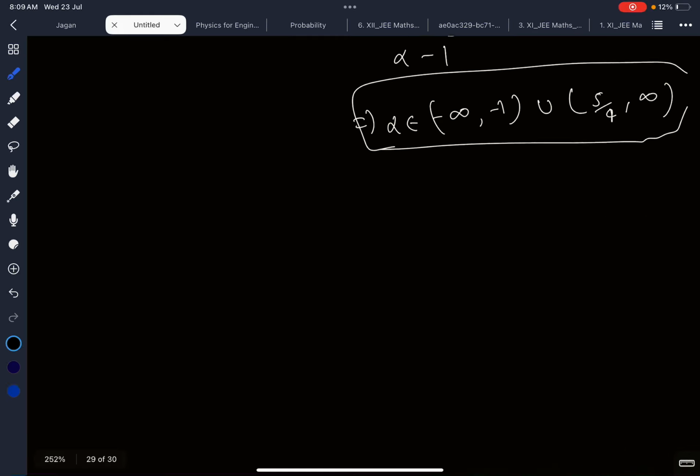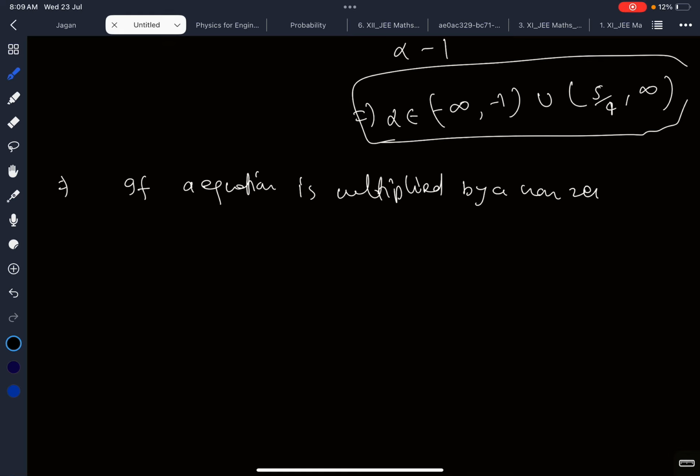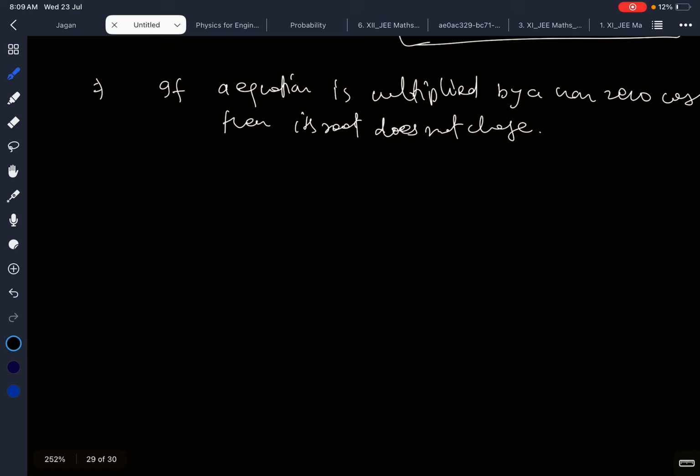So this is one of the things. And second point I want to mention, if an equation is multiplied by a non-zero constant, then its roots do not change. Okay, I don't think I need to explain this. This is very obvious. And if coefficients are real, then if there exist imaginary roots, they will occur in conjugate pairs. Again, I have discussed this point.